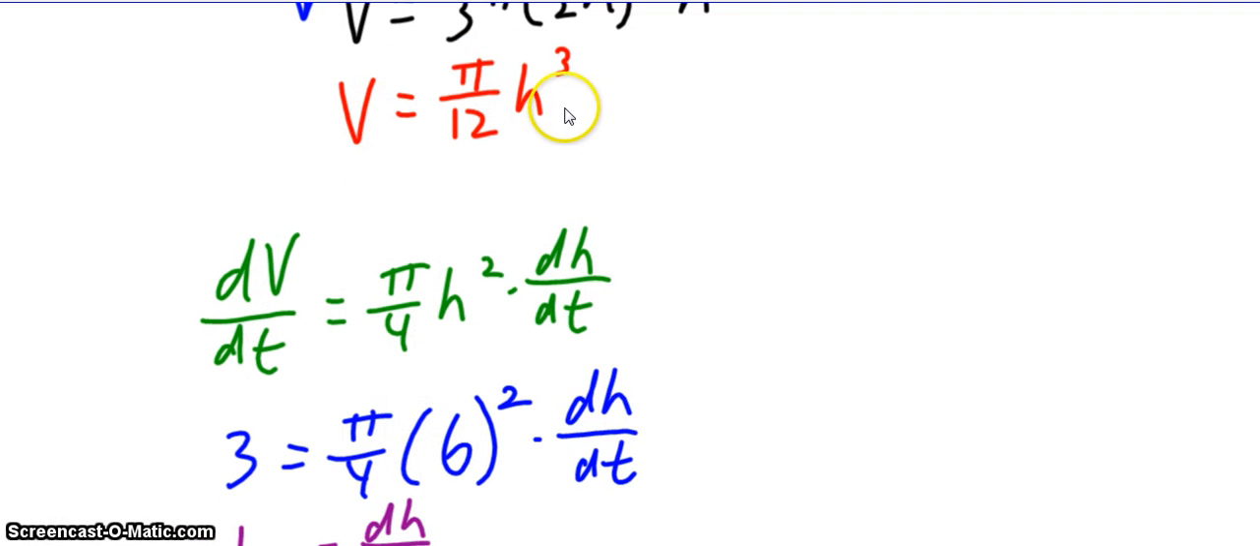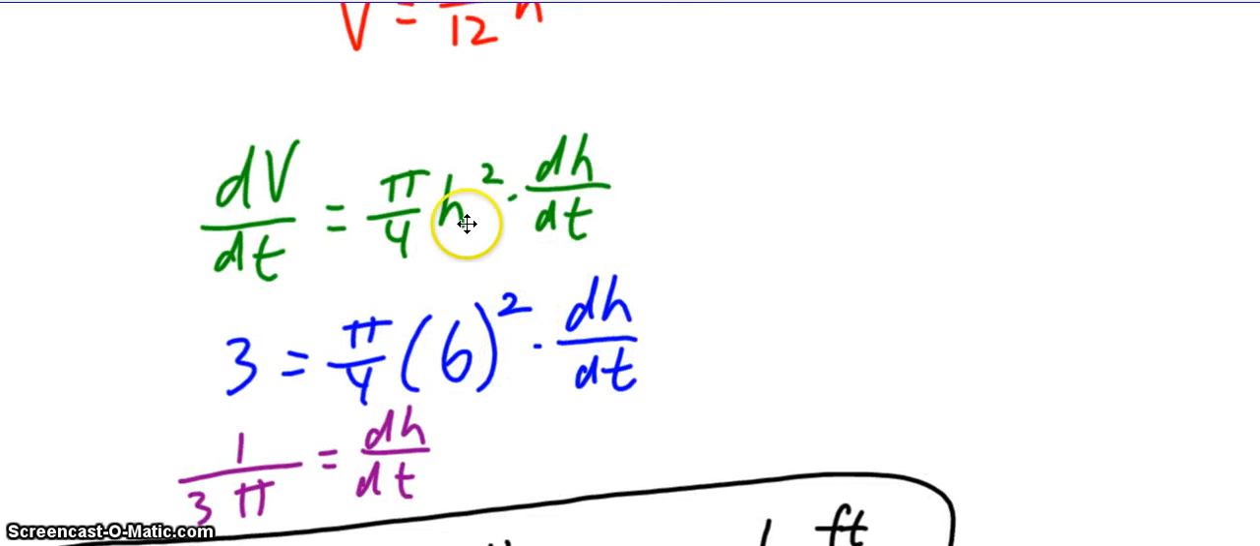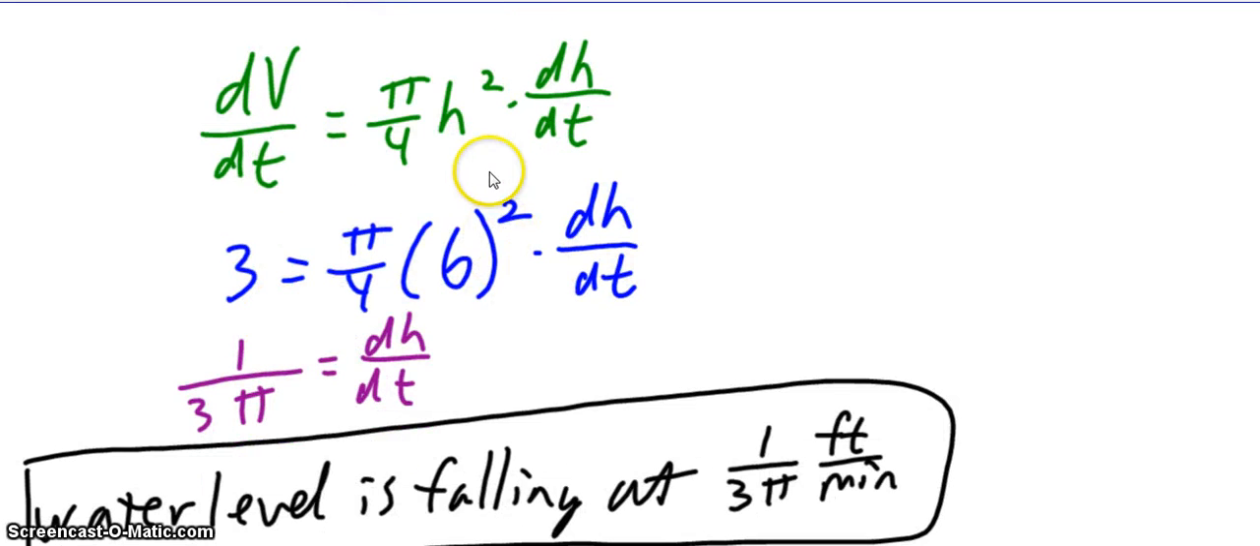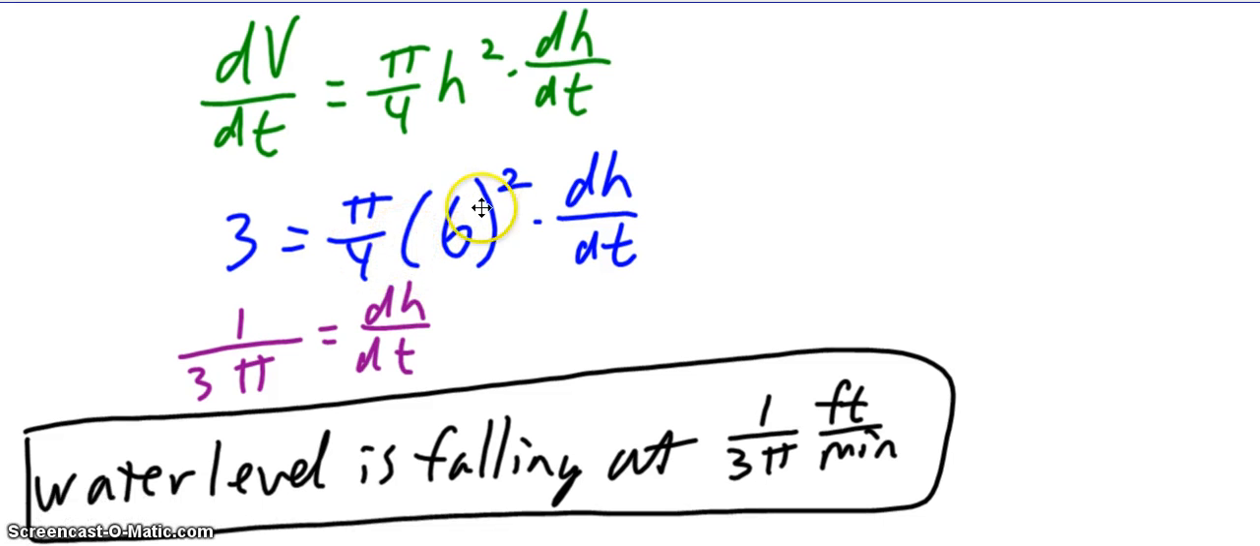Well, we just take our volume equation now and we do our power rule. So the derivative of V with respect to t is dV/dt equals, bring down the 3, so that's pi/4 h squared times dh/dt. Plug in the h at this point, plug in the dV/dt. Again, remember, we cannot plug in the h until after the derivative. Solve for dh/dt, and I get 1/3 pi.